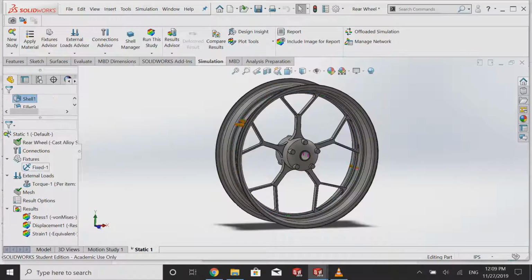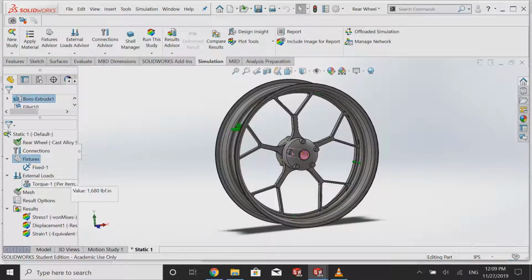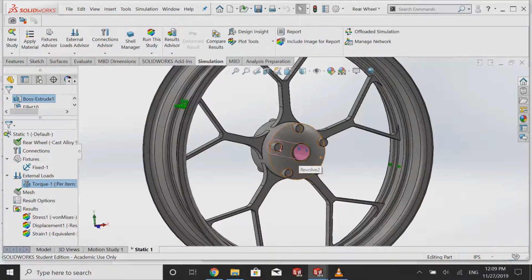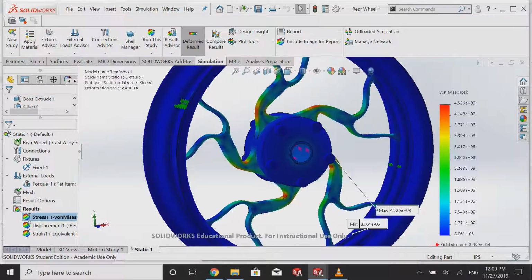I used cast alloy steel as my material, fixed the rim, and applied a torque of 140 pound-feet to the hub. This is the max torque claimed by Zero, by the way. The max von Mises stress is below the yield strength of the part, so this wheel is ready for that EV torque.